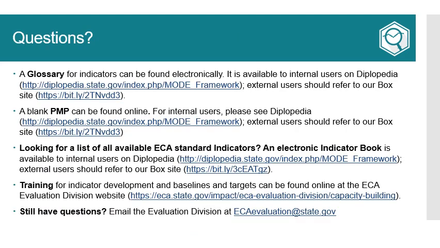You are now ready to complete your own PMP, but if you have any questions, we have several resources available to help you out. Just a few of our additional resources are a glossary of key terms used in our standard indicators, a blank PMP if you want to look more at the structure, the ECA indicator book, which lists all of the ECA standard indicators, and trainings on a variety of topics, including how to develop an indicator and how to set baselines and targets. If you can't find what you're looking for online, you can always reach out directly to the ECA Evaluation Division with any questions you may have.